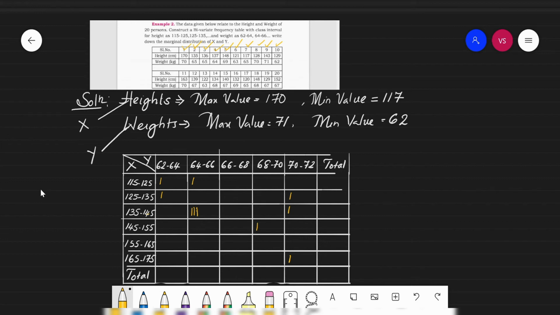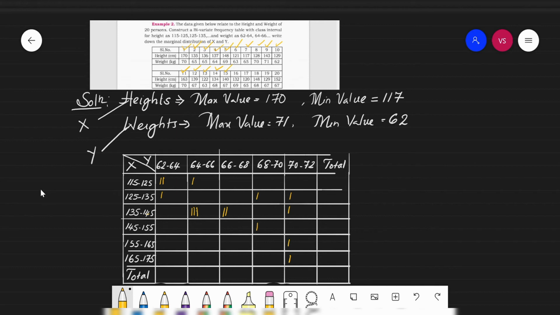Now the 11th person's data. 163, 70. 163 comes here in 155 to 165, and 70 is here in this class. Right, so this 11th person's data also is red. The 12th person's is 139, 67. This also is red. Then 122, 63. Then 134, 68. We get it here. Then 140, 67.